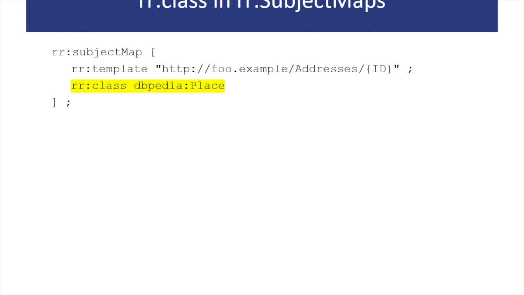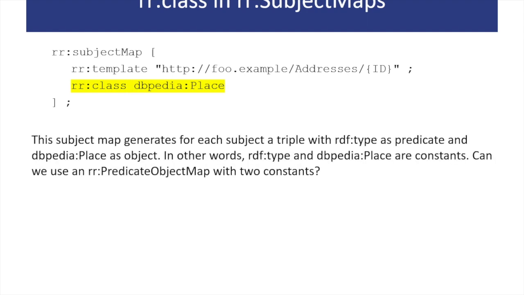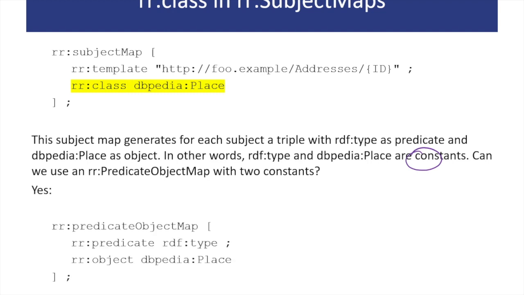While there are nuances when combined with graph maps, this can be considered syntactic sugar for the following. The subject map generates for each subject a triple with RDF type as a predicate and dbpedia place as an object. So in other words, in this particular case, RDF type and dbpedia place are constants. Can we create a predicate object map with 2 constants? And the answer is yes. We just create a predicate object map where we assign the constant value RDF type to predicate, and we assign the constant value dbpedia place to object. So you can consider this to be syntactic sugar. But as I said, once named graphs come into play, it's a little bit more nuanced.